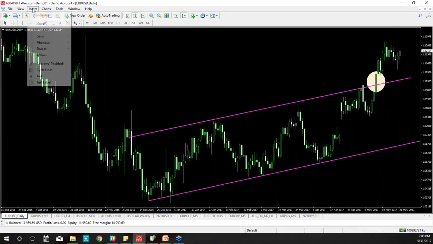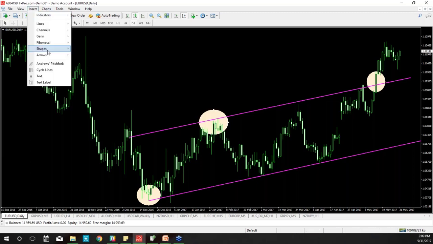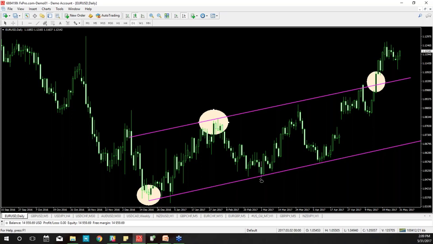Notice that the price has created the first point of the channel over here. Here it is. Then came the second point of the channel over here. Then we have the third point of the channel over here. And now the fourth point of the channel came over here.